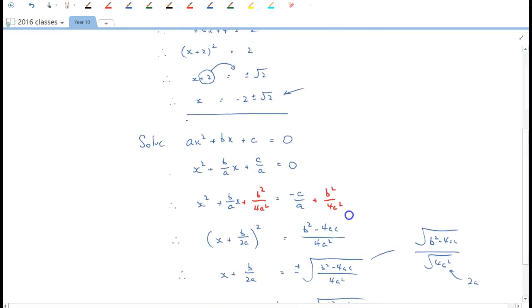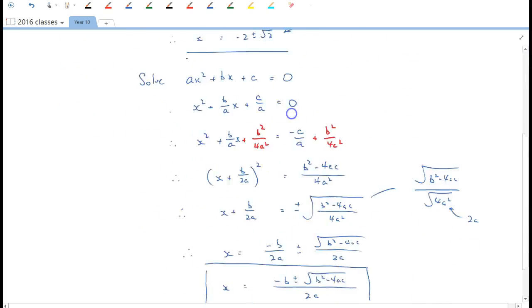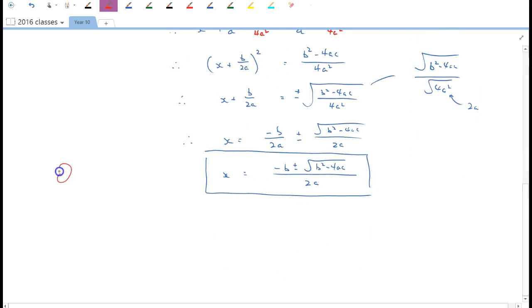All right, that's what that is, the quadratic formula. That one there. So that is one of the most used formulas in mathematics. The quadratic formula. There it is.